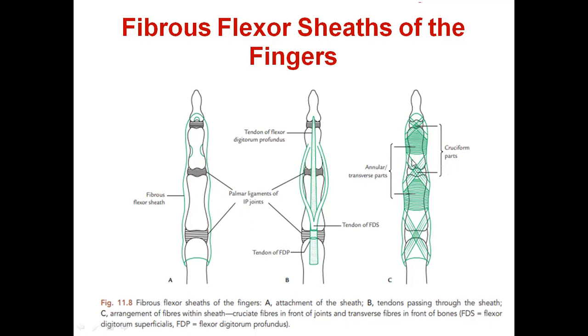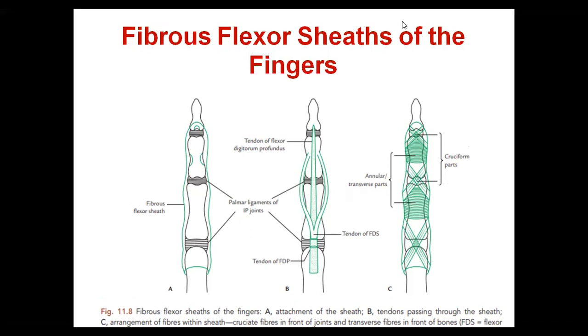The X-like arrangement over the joints will allow the free movement of these interphalangeal joints. Interphalangeal joint movements are facilitated because at the joints the arrangement of fibers is in cruciform direction, whereas over the bones the arrangement of the fibrous flexor sheath is like a ring. That is annular arrangement.